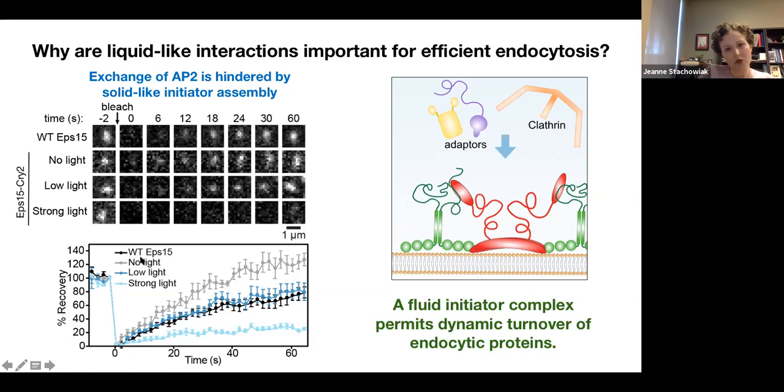And what you can see is that the wild type recovery of AP2, so AP2 in the presence of wild type EPS15, is this black curve. And if we put in Cry2 EPS15 and don't apply any light, we get too rapid recovery of AP2, as if AP2 isn't being drawn to the pit long enough to drive a productive membrane vesiculation event. But in contrast, the low light level brought us back to sort of the wild type level of exchange of AP2. But if we keep going and make EPS15 and FCHO solidly assembled, then AP2 spends too much time at the coated vesicle, indicating that it probably can't rearrange enough to drive the membrane remodeling and the formation of the vesicle.